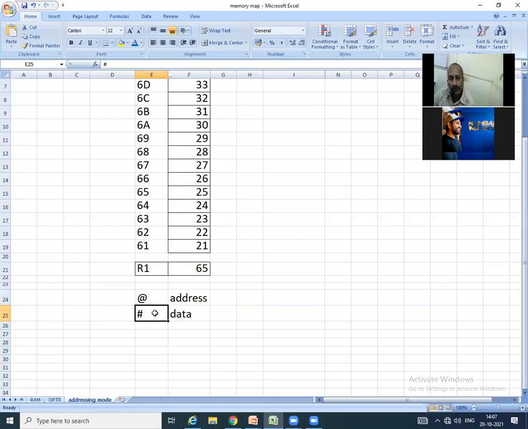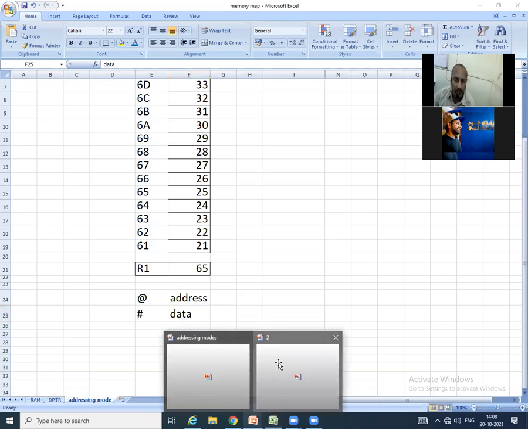Whenever we are coding or looking at addressing modes, the @ symbol indicates the address, and if the hash is used, it indicates the data. That can also be asked in MCQs, and for your knowledge, you are supposed to remember: @ indicates address, and hash indicates data. This is what I wanted to share with you before going to the addressing modes.